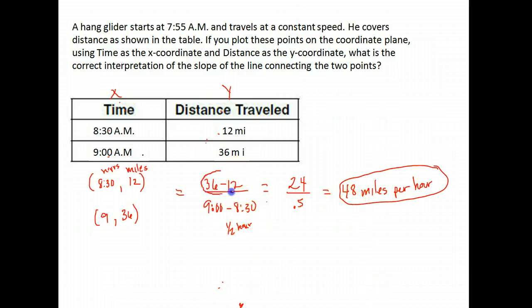So again, we subtracted the distance on top, the times on the bottom to find out how much time had changed, and we divided the distance divided by the time.